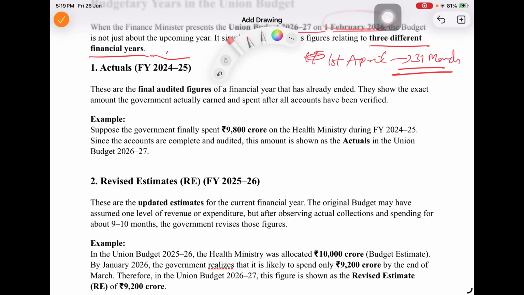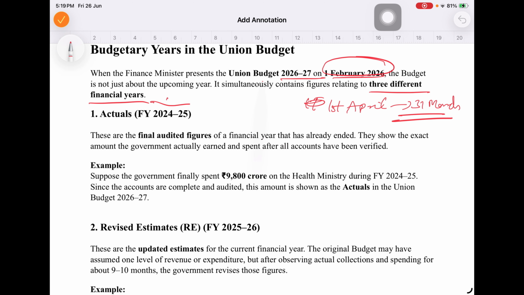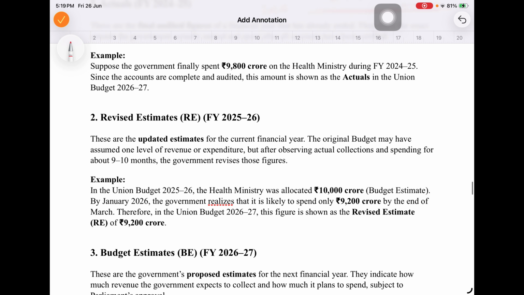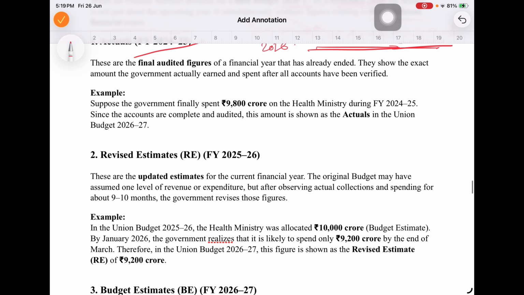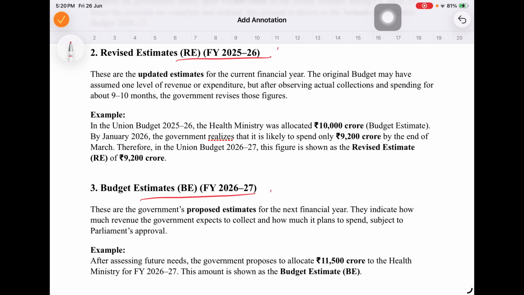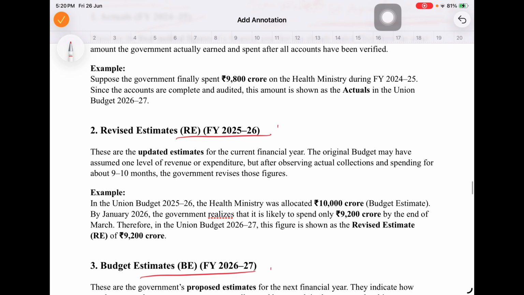Okay, so that is just straying away from the topic. But anyway, the budget has 3 years. If you are seeing the year 2026-2027, the financial year begins on 1st April of 2026 and goes up to 31st March of 2027. And we have 3 financial years mentioned. One is the actuals of the financial year 2024-2025. Then we have the revised estimates for financial year 2025-2026 and the budget estimates for the financial year 2026-2027. So first I'll explain this part.